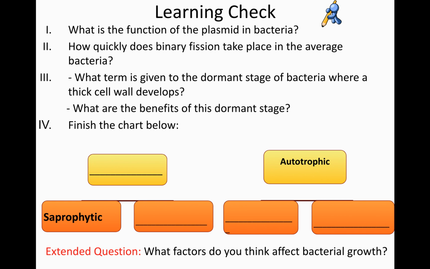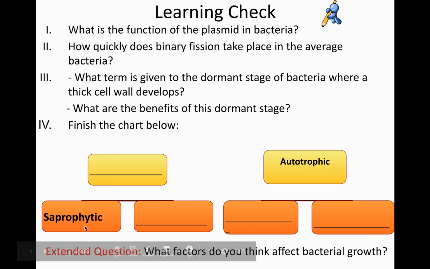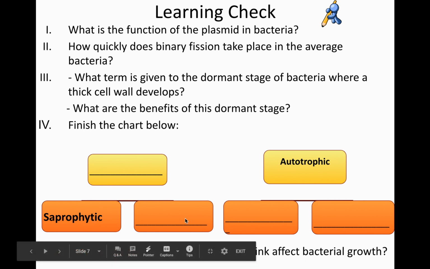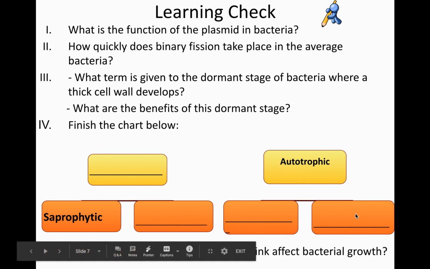What are the benefits of this dormant stage? Well, it can remain in a resting stage whilst conditions are unfavorable or damaging to the cell. It can then come out of hibernation when conditions are favorable and maximize its growth. Finish the chart below. There's autotrophic bacteria and also heterotrophic bacteria. Underneath heterotrophic, we will have saprophytic and symbiotic. Underneath autotrophic, you'd have chemosynthetic and photosynthetic.